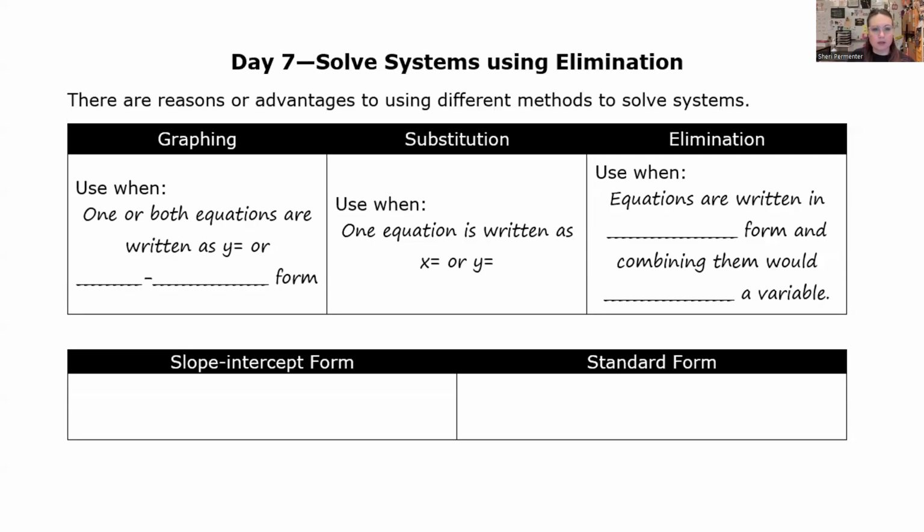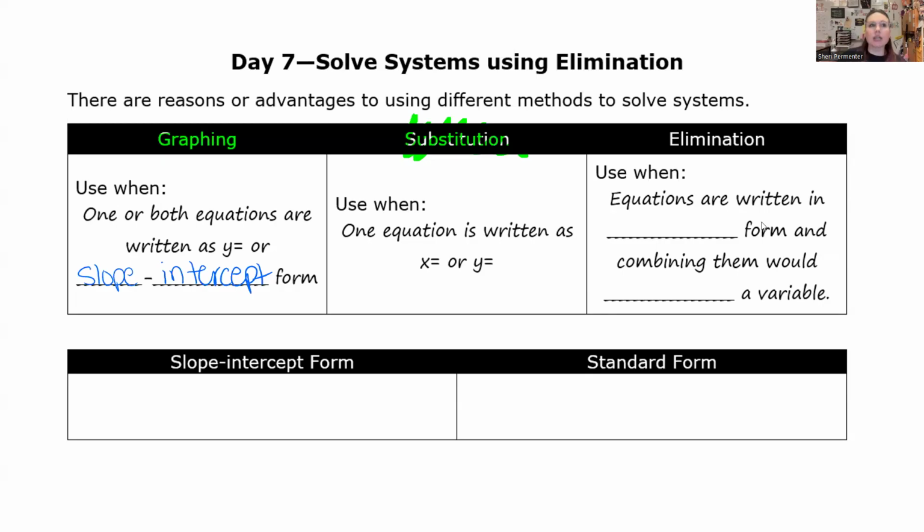So we learned graphing and substitution. So graphing, I would do graphing when I have one or both equations that are written as y equals form. And what is that form? Slope intercept. I would use substitution when you have one equation that's written as x or y equals. So whenever you have x or y equals, I would use substitution.